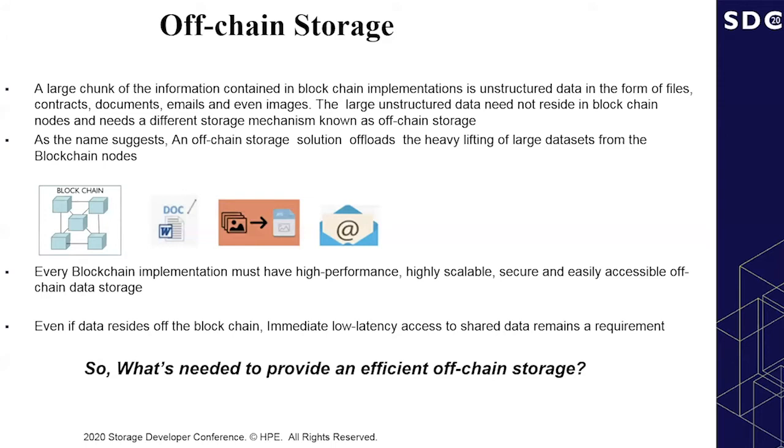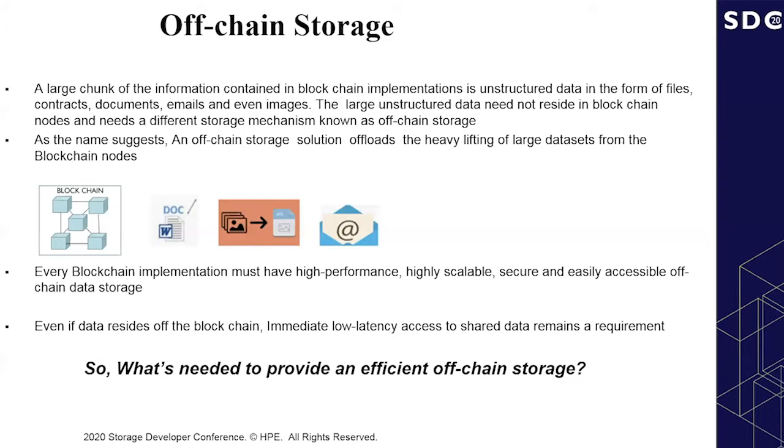As the name suggests, an off-chain storage solution offloads the heavy lifting of large data sets from the blockchain nodes. This off-chain data must be shareable and accessible, and hence, even if this data exists outside the blockchain, immediate access to this shared data is always a requirement, and every blockchain implementation must have a high performance, highly scalable, and easily accessible off-chain storage.